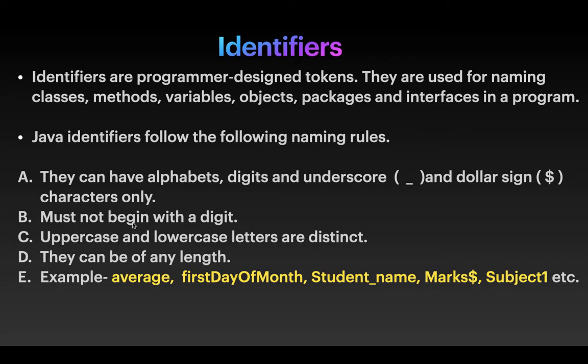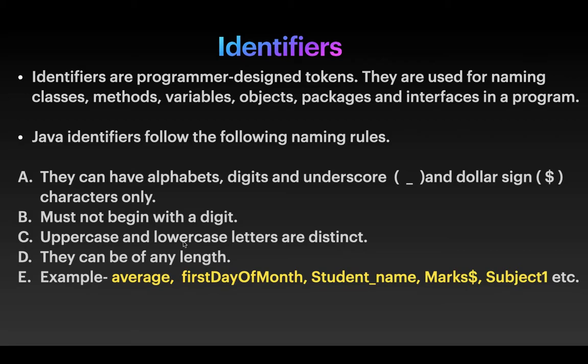Now, it must not begin with a digit. This is also important. Although digits can be used, the name should not begin with a digit. Let's take an example: 9A is not possible, but A9 is possible because 9A begins with a digit. If we name any class 9A, that is not possible, but A9 is possible.